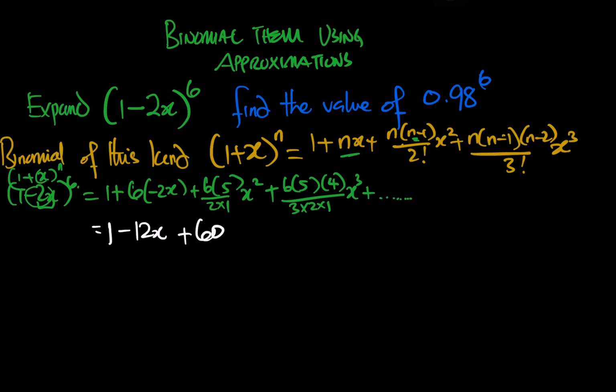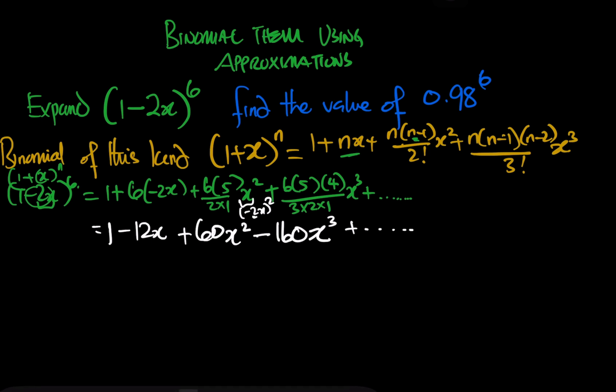60x squared, because this x squared is supposed to be negative 2x all squared. So we're going to get 4, and that 4 multiplied by 30 is 120, divided by 2 is 60. You're going to get your x squared. So take your time and simplify it. Then we're going to have minus 160x to the power of 3, and then it continues in that particular order.